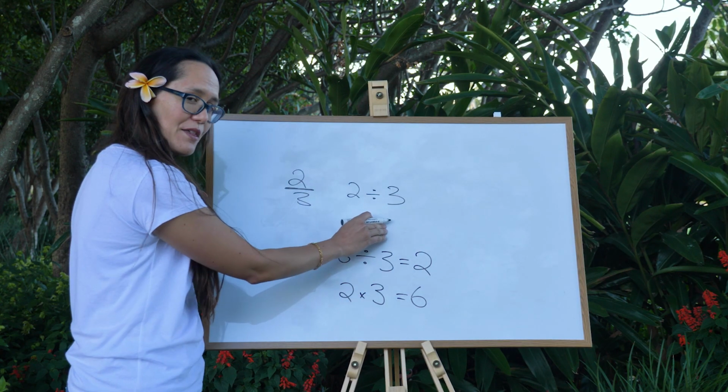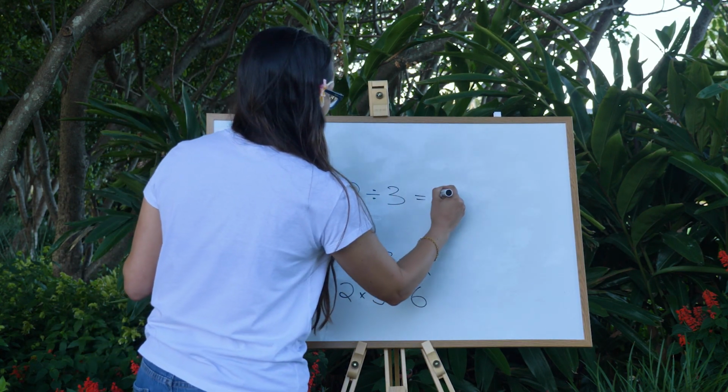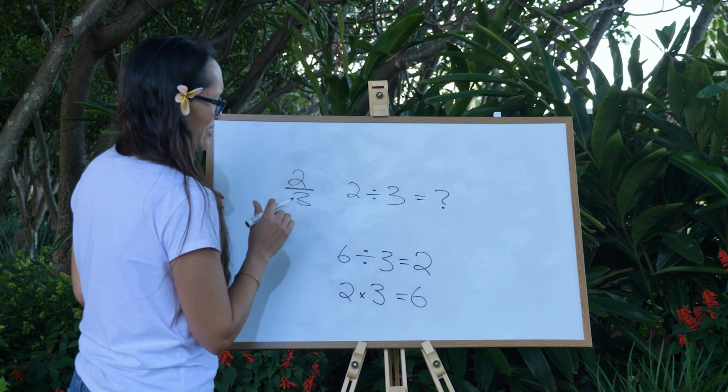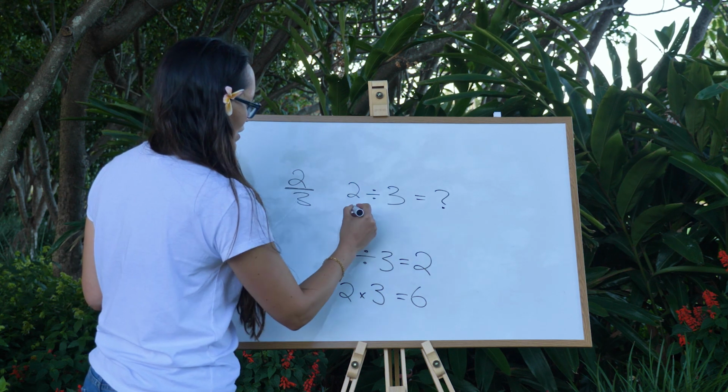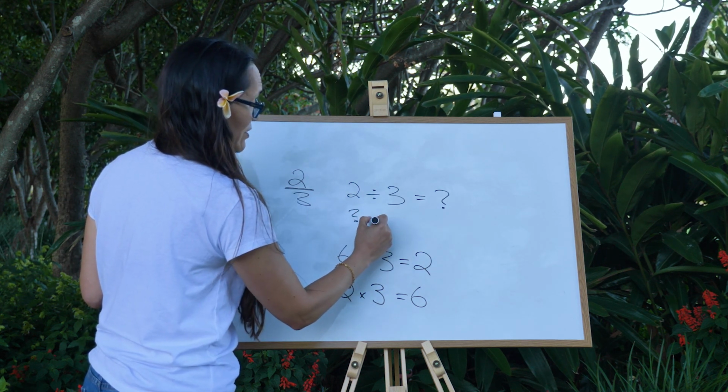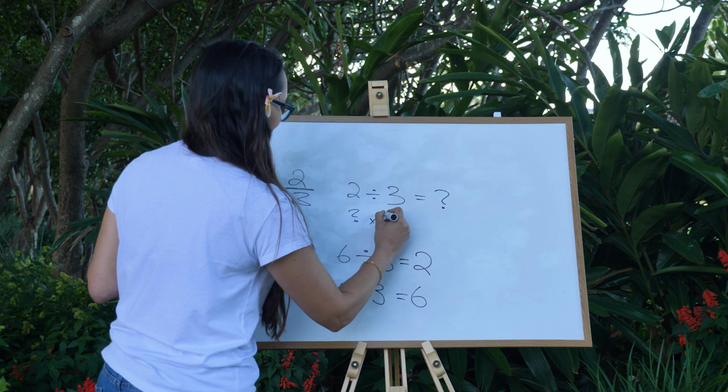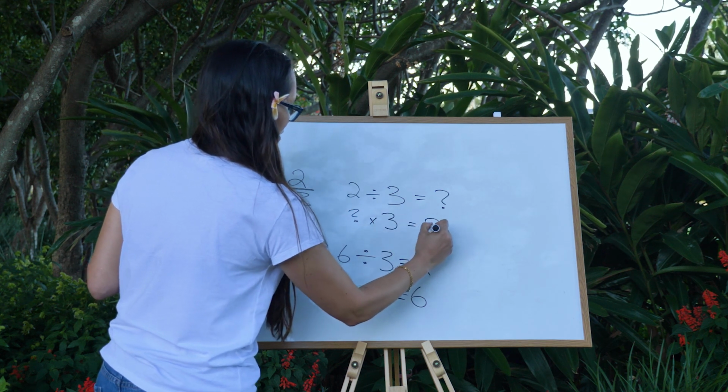For 2 divided by 3, however, what is that number? So following our rule here about division, whatever that number is, when I multiply it by 3, it has to give me the number 2.